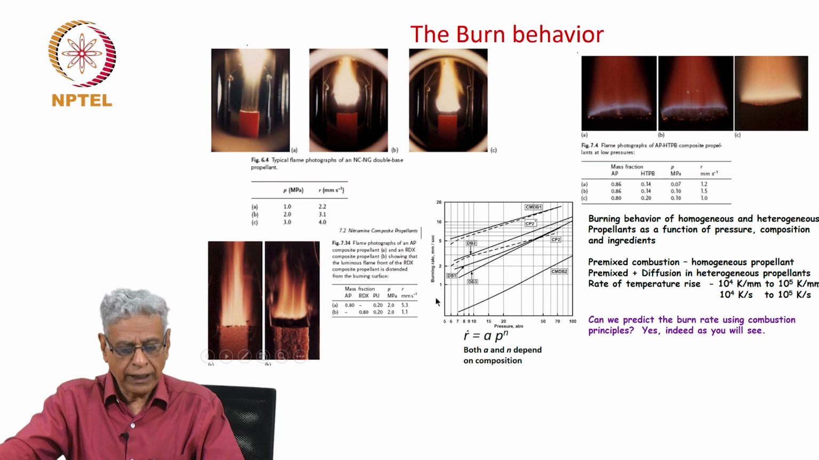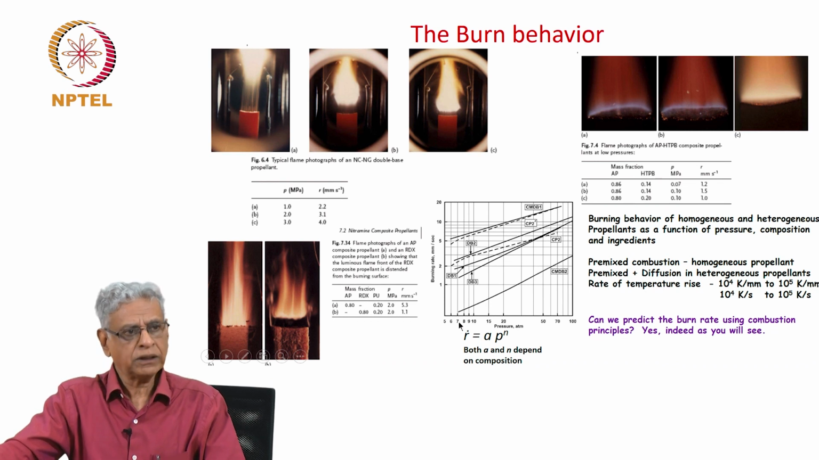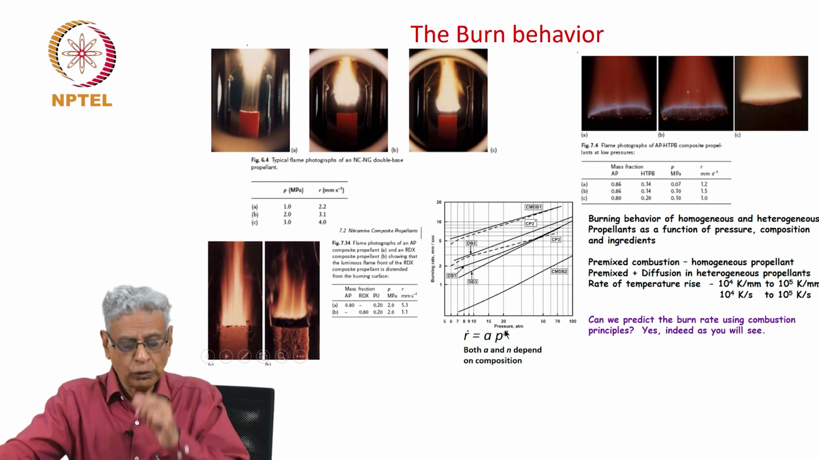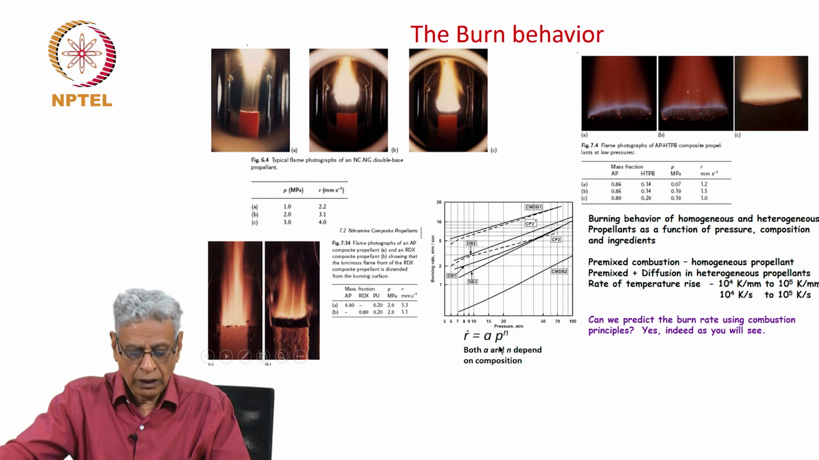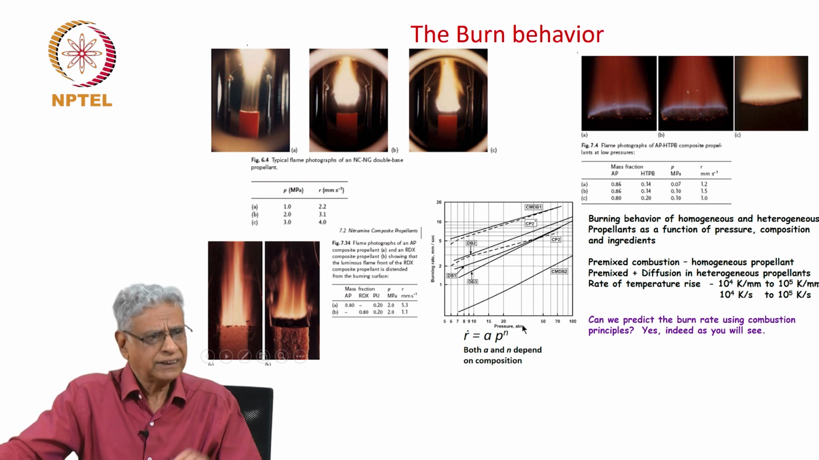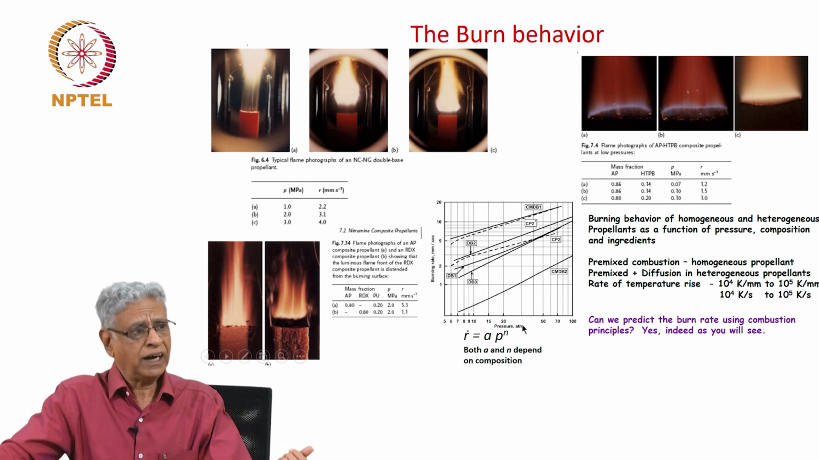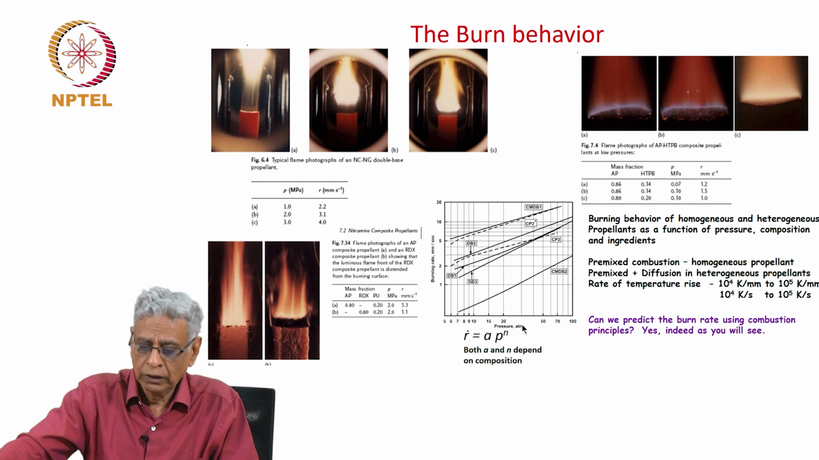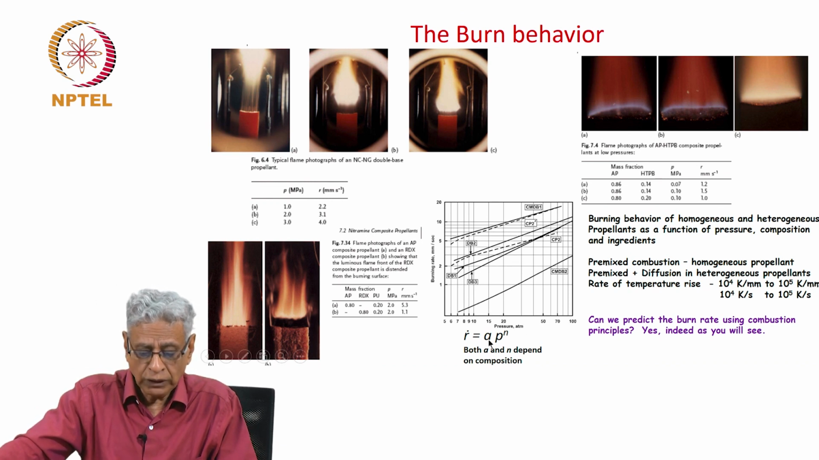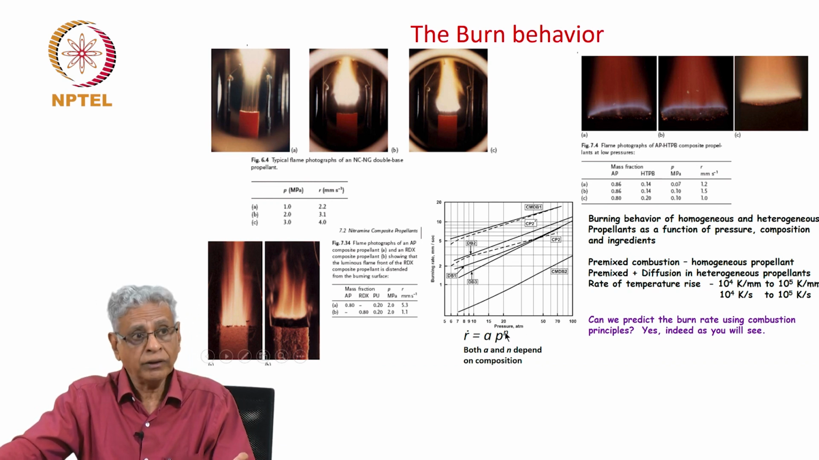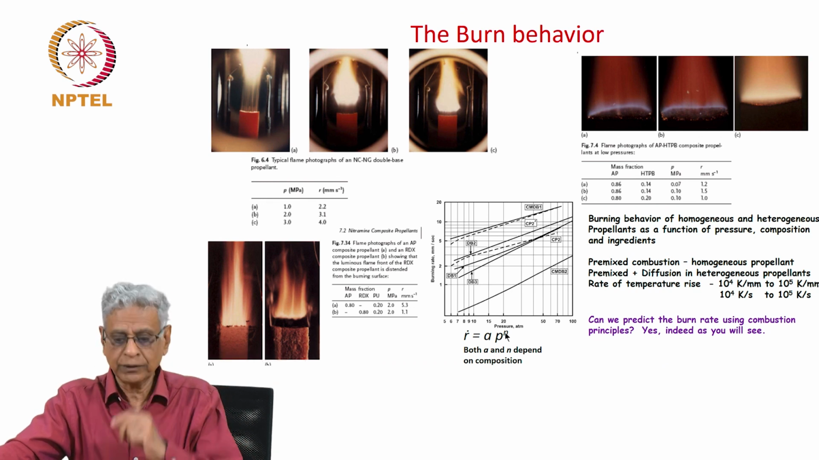You see the burn rate as a function of pressure is increasing like this, and is typically expressed in a format like r dot is equal to a P to the n. P is pressure, a is the coefficient, n is the pressure index, and this is called Vieille's law, the standard way in which the propellants are processed and analyzed. The only point to note is that a and n will depend on the composition and initial conditions.